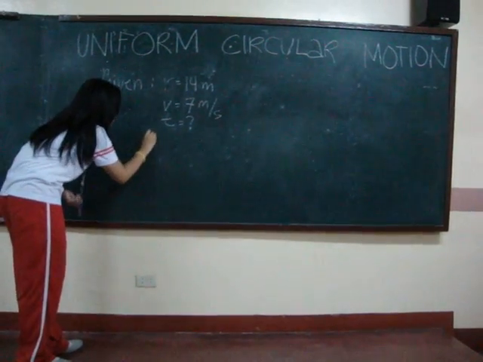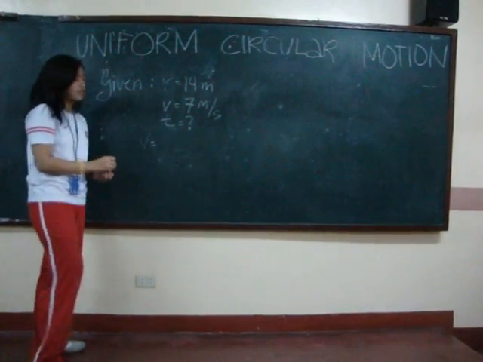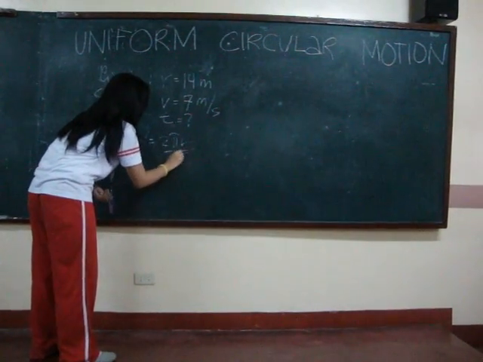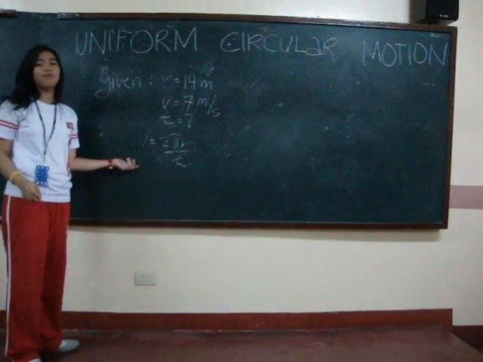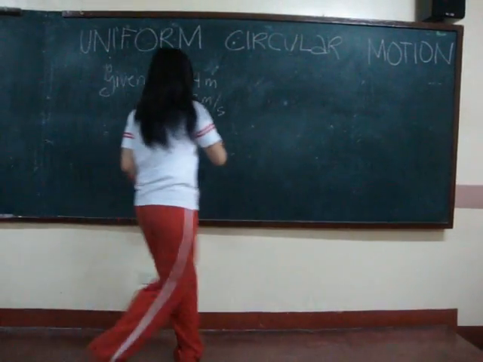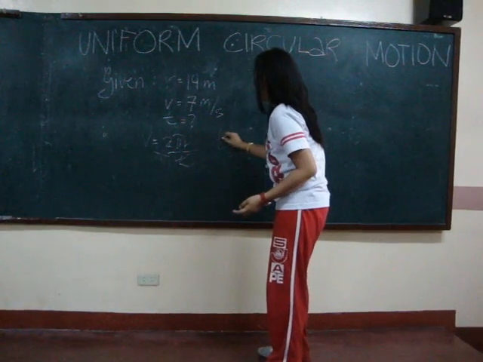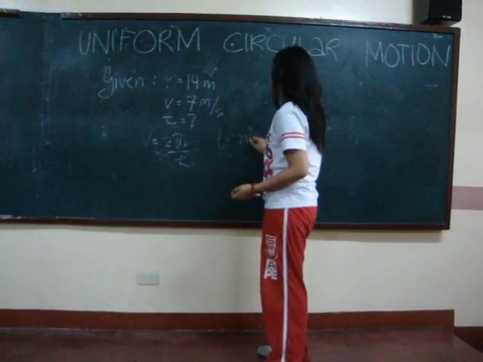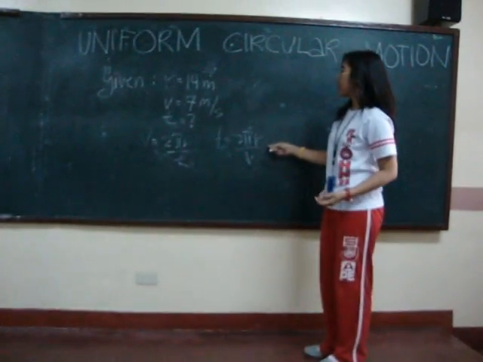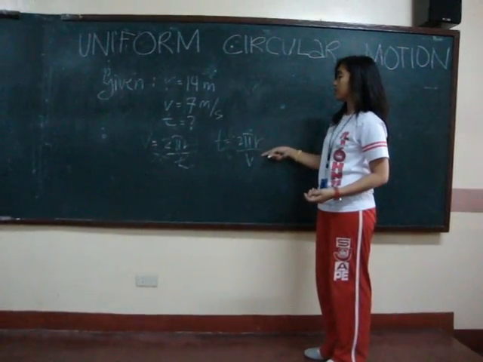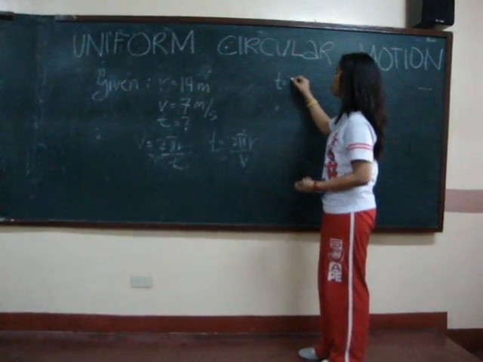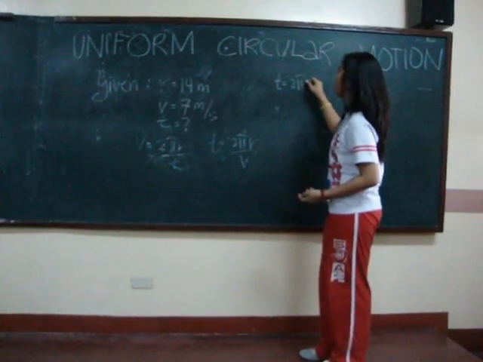To get the time, we have the formula: velocity is equal to 2 pi radius over time. If we manipulate this one and use cross multiplication, we get the formula: time is equal to 2 pi radius over velocity. And substitute all the given information in the formula. Time will be equal to 2 pi times the radius of 14 meters.